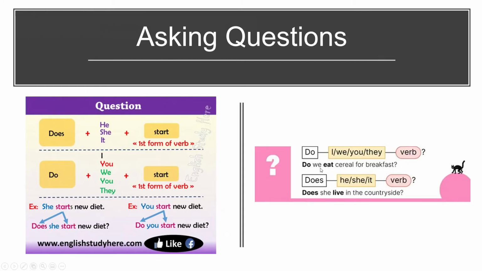You can see here, plural, singular. So the plural sentence, do we eat cereal for breakfast. Does she live in the countryside? So this is how you form the question.